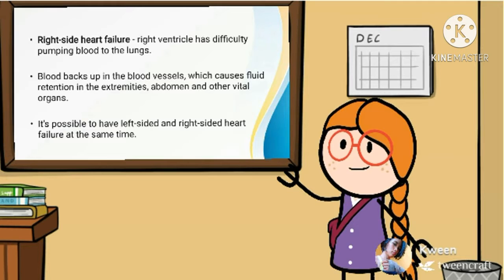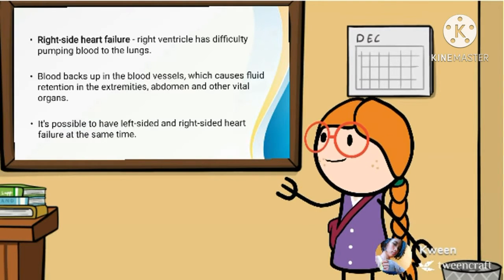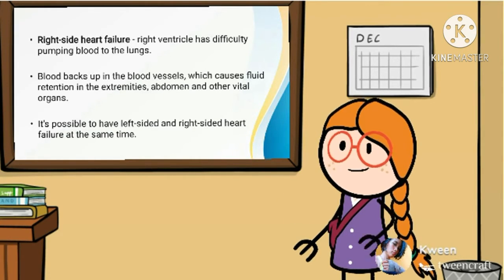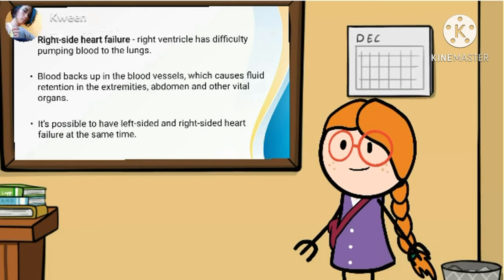Another type of congestive heart failure is the right-sided heart failure. It occurs when the right ventricle has difficulty pumping blood to the lungs. When this happens, the blood will flow back into the blood vessels, which causes fluid retention in the extremities.